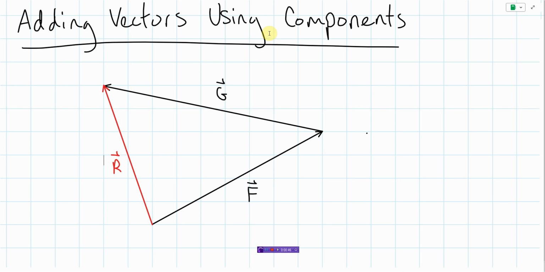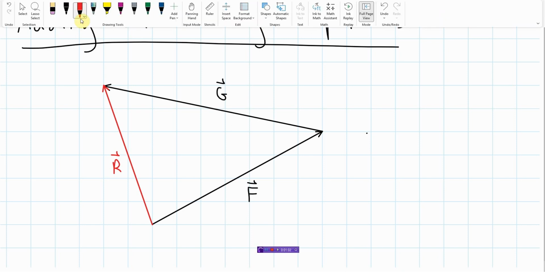Now it does make a triangle, but it's not a right triangle, so I can't use the Pythagorean theorem to figure it out. If I knew some angles, I might be able to use the law of sines or the law of cosines, and I told you in class, I do not want you doing that. Please do not do that, okay?